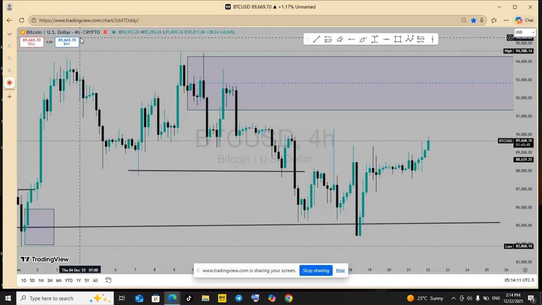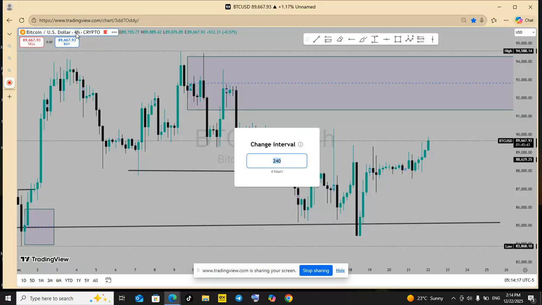So then we shall continue. Remember, as I said, I'm using a 4 hour. Now I'm using a smart money concept, that is ICT. So now we are on 4 hours. Now from 4 hour we shall go on 1 hour.